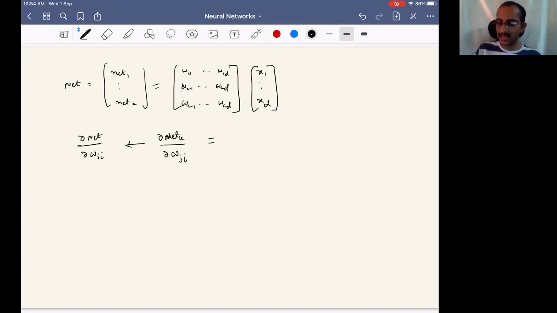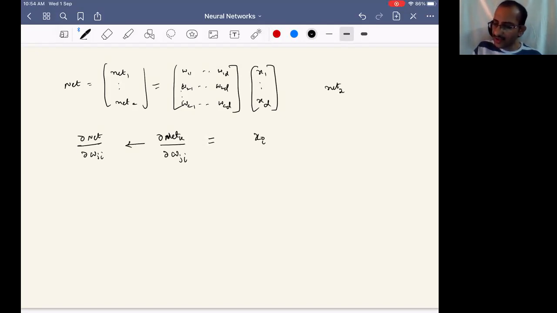Given this relation, what is ∂net_k/∂w_ji? Xi, very good. But see, Xi is fine, but there are three variables here in the input. The output variable is only one, Xi. So is there anything missing here?